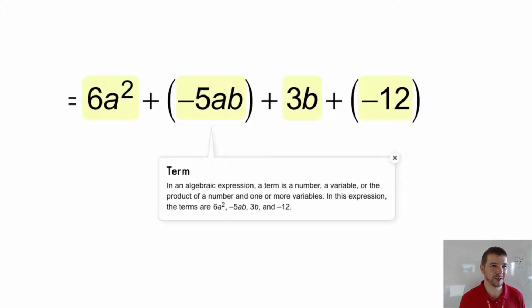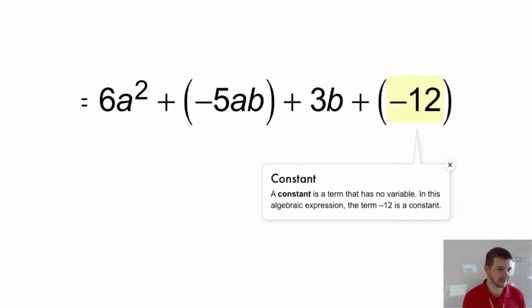In an algebraic expression, a term is a number, a variable, or the product of a number and one or more variables. In this expression, the terms are 6a squared, negative 5ab, 3b, and negative 12. Constant. A constant is a term that has no variable. In this algebraic expression, the term negative 12 is a constant.